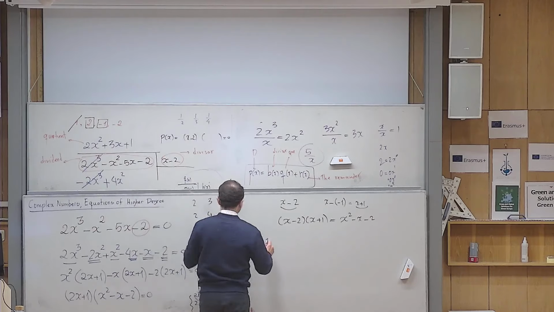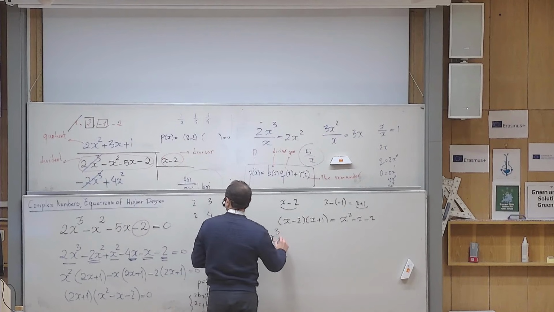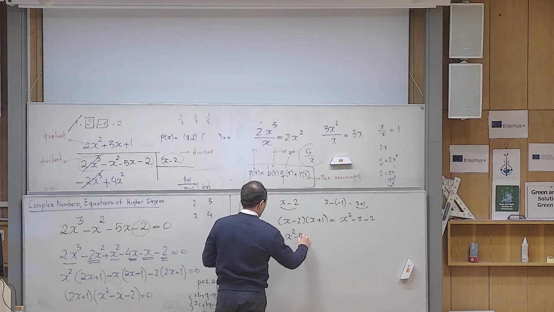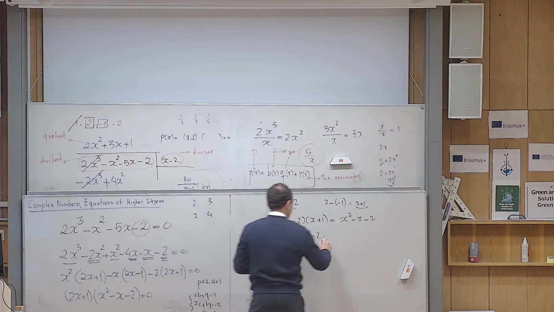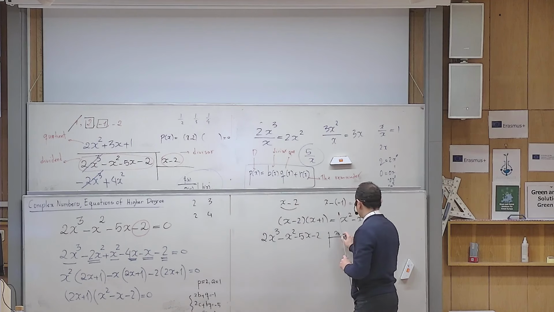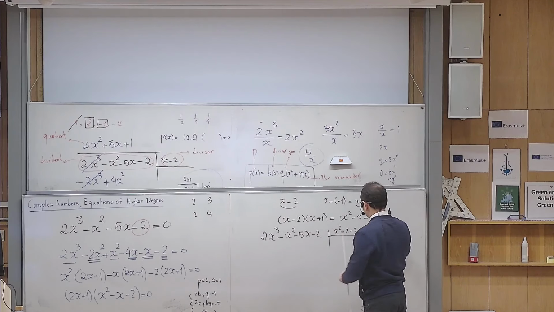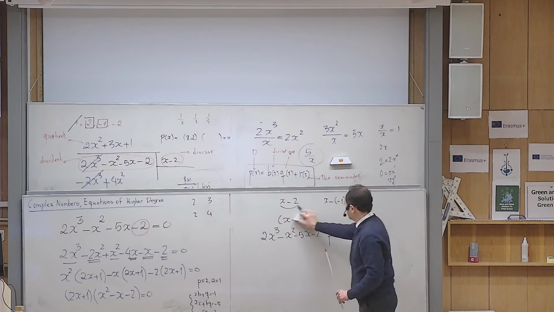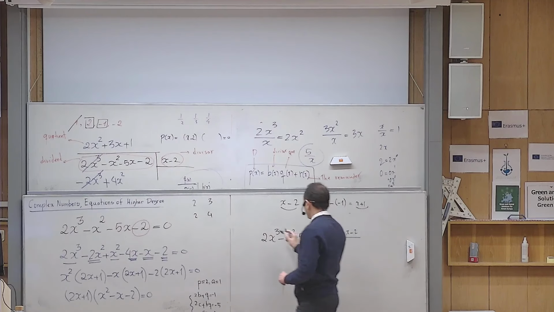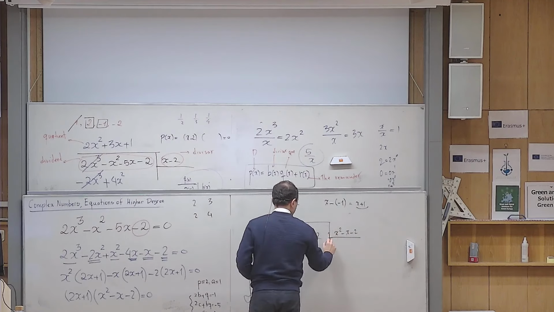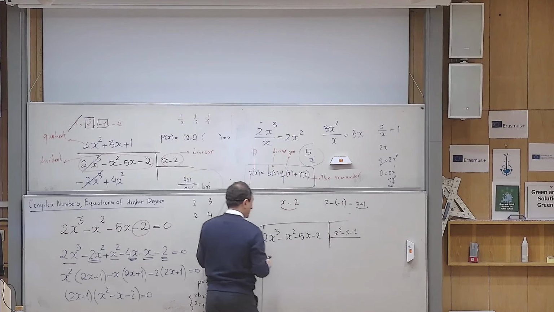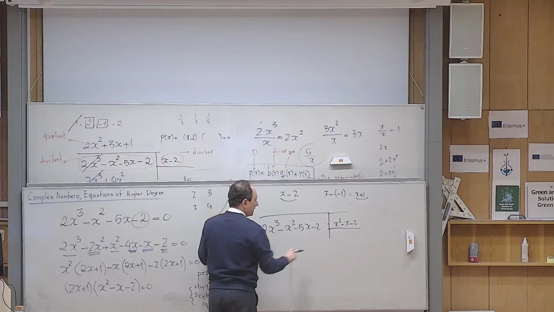I will take my polynomial 2x cubed minus x squared minus 5x minus 2, and I divide it by this polynomial, x squared minus x minus 2. Okay, so if you don't mind, let me clean this because I need to open that space there. I divide this by that. Okay, so what should I do? I will do something like this. Okay, this one divided by that one, what's the answer?